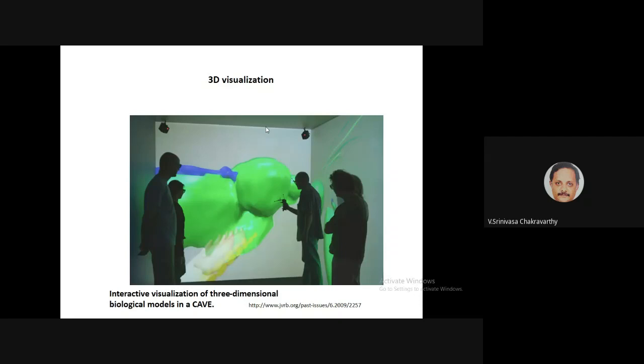So in 3D you can have more sophisticated visualization forms. Visualization generally means you're talking about an image, something visual. But if you want to depict 3D, you can.